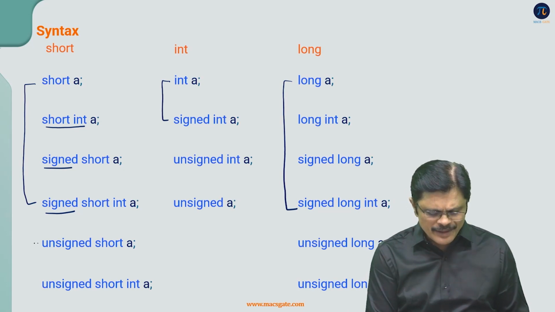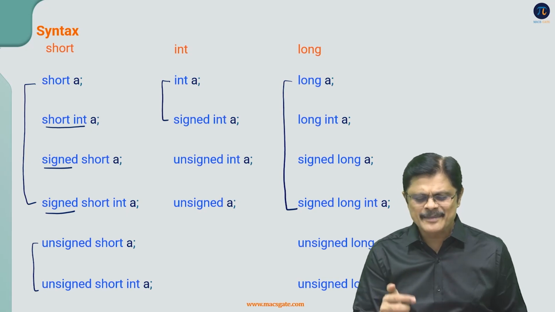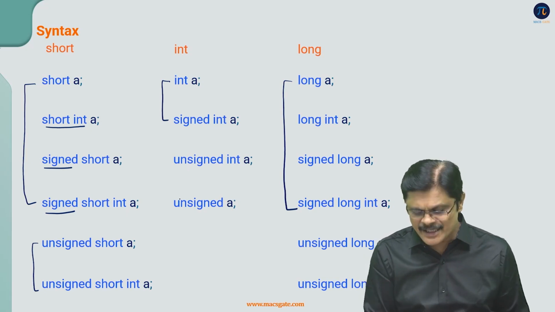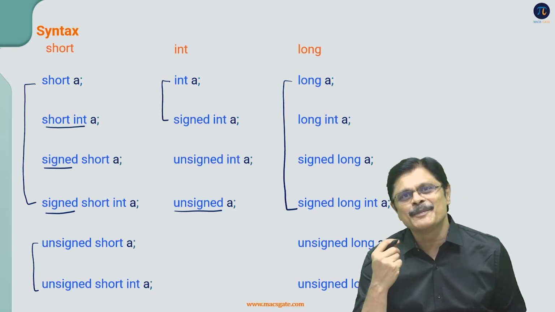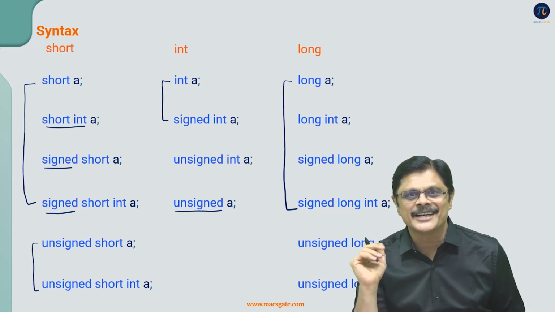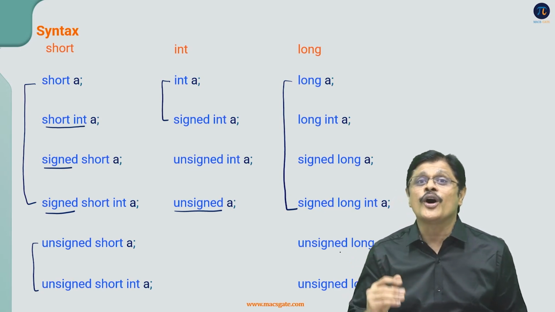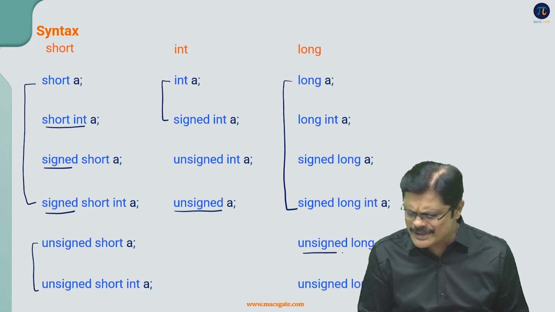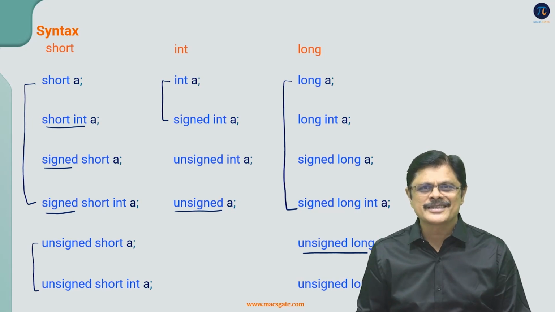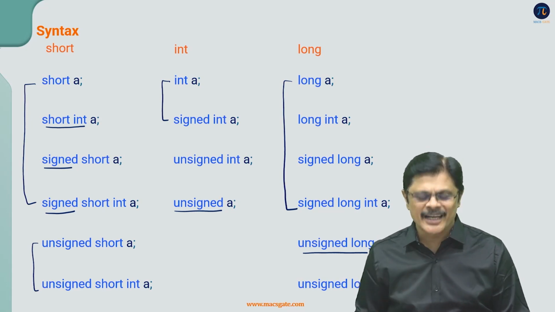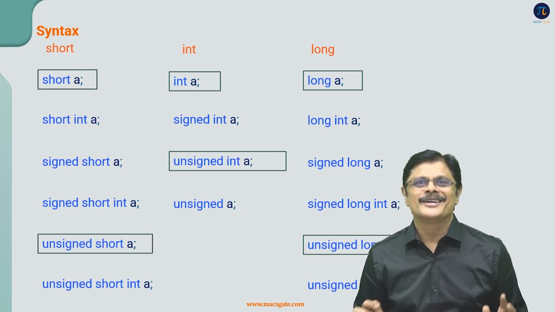Whereas for unsigned short, you can say unsigned short, or unsigned short integer. Same is the case for integer. You can say unsigned integer, or simply unsigned. For integer, you can ignore that int. Simply say unsigned, it will understand that it is unsigned integer. But for unsigned long, you have to say either unsigned long or unsigned long integer. Mostly we use unsigned long only, my dear friend. Of course, this many terminologies are possible, but in short, these are the most commonly used forms.